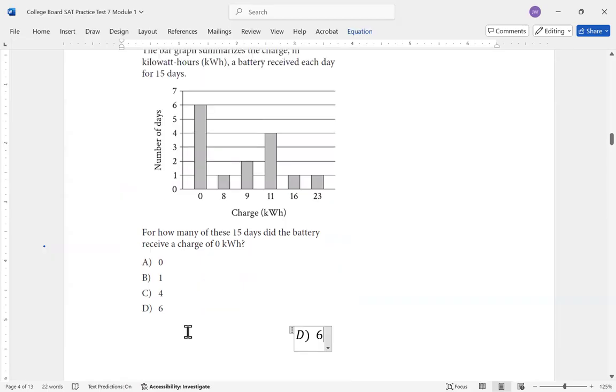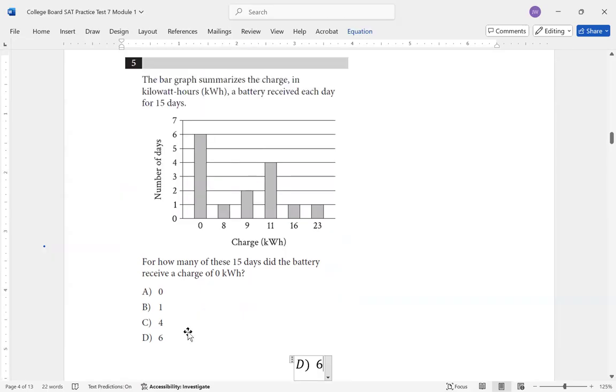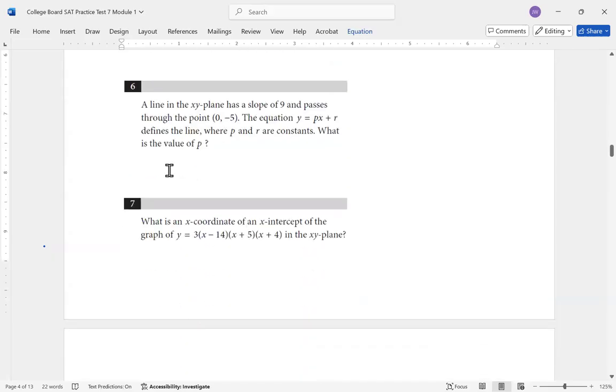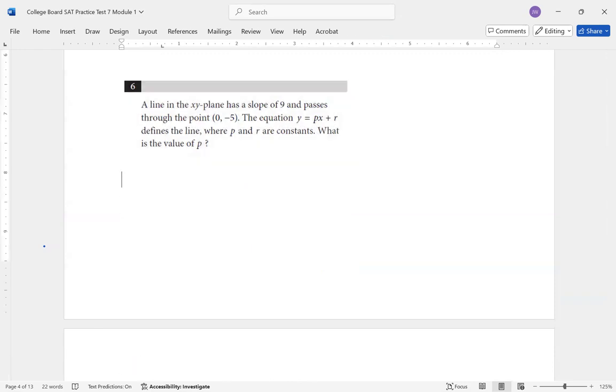6 days is the number of days that received 0 charge. Question 6. A line in the xy plane has a slope of 9 and passes through the point (0, -5). The equation y equals px plus r defines the line where p and r are constants. What is the value of p?